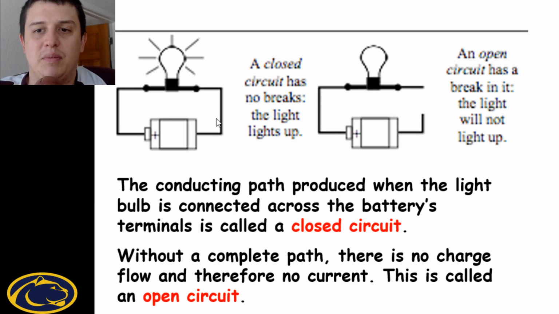The light will not light up. In this case, it will light up. So you have to have a connection from the positive to the negative and no interruptions in between to get a circuit to be closed and for the items, whatever it is, to power up. Without a complete path, there is no charge flow and therefore no current, called an open circuit.